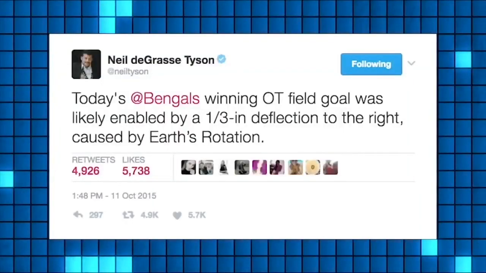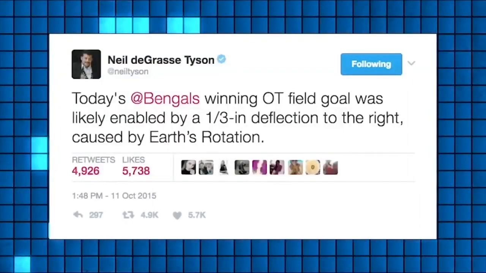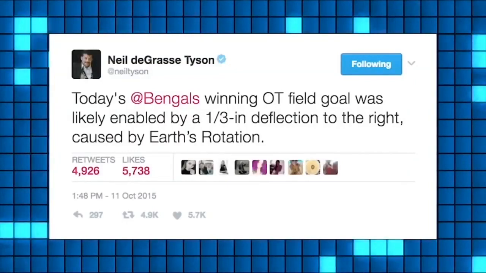I did a quick calculation, and I tweeted. The winning field goal in that game was aided by a 1/3 of an inch deflection to the right from Earth's rotation.